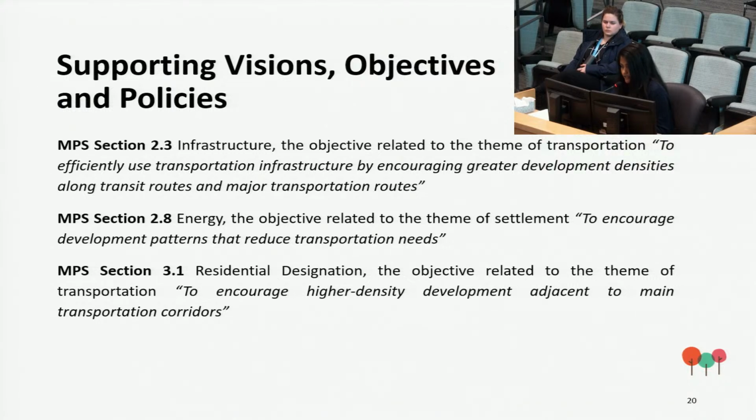And these are some of the objectives related to transportation. As I mentioned earlier, the subject properties are less than 650 meters or 2,135 feet from Highway 1, which is the main transportation corridor in the area. Enabling the development of more residential units in the area would help concentrate more development densities along transit routes and major transportation corridors, which would be consistent with Council's intent mentioned here.